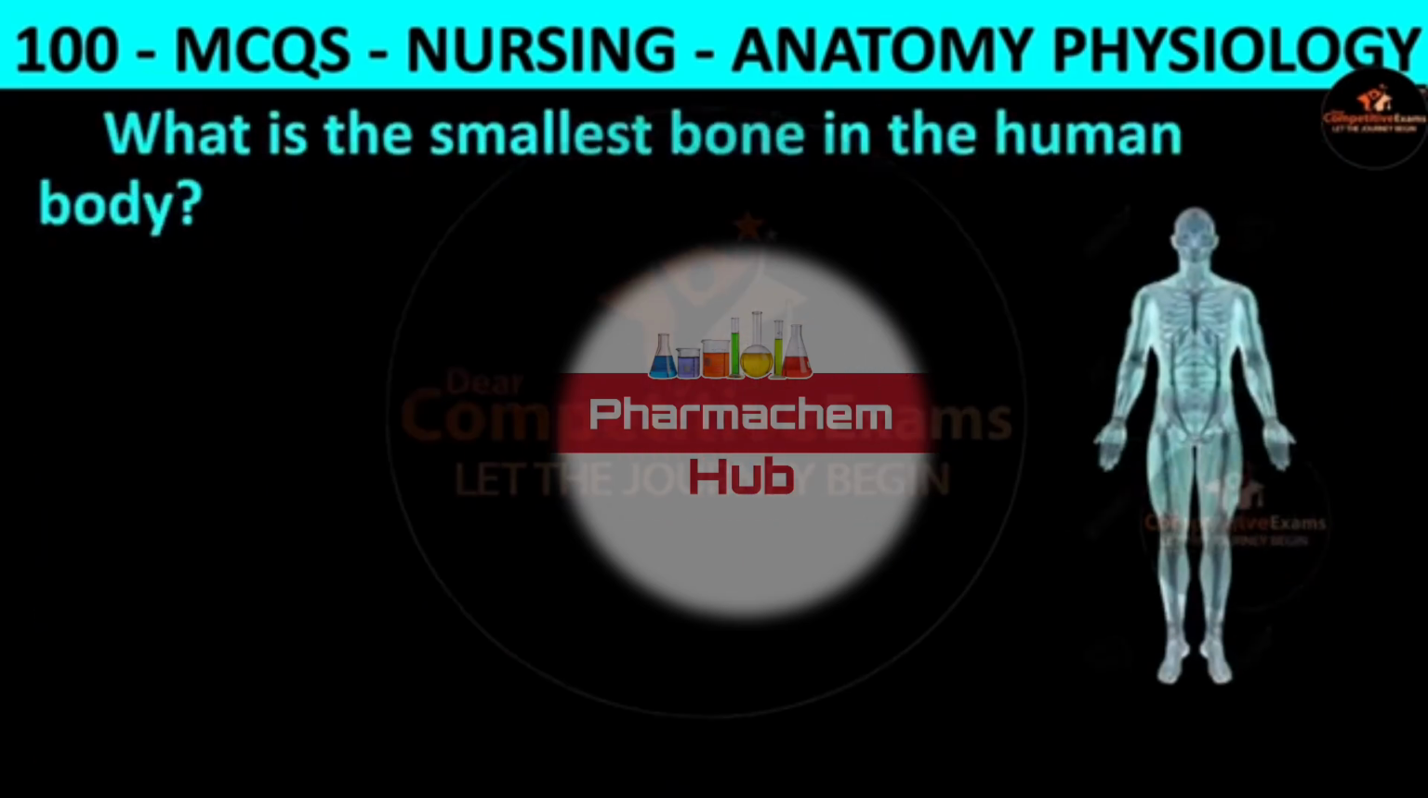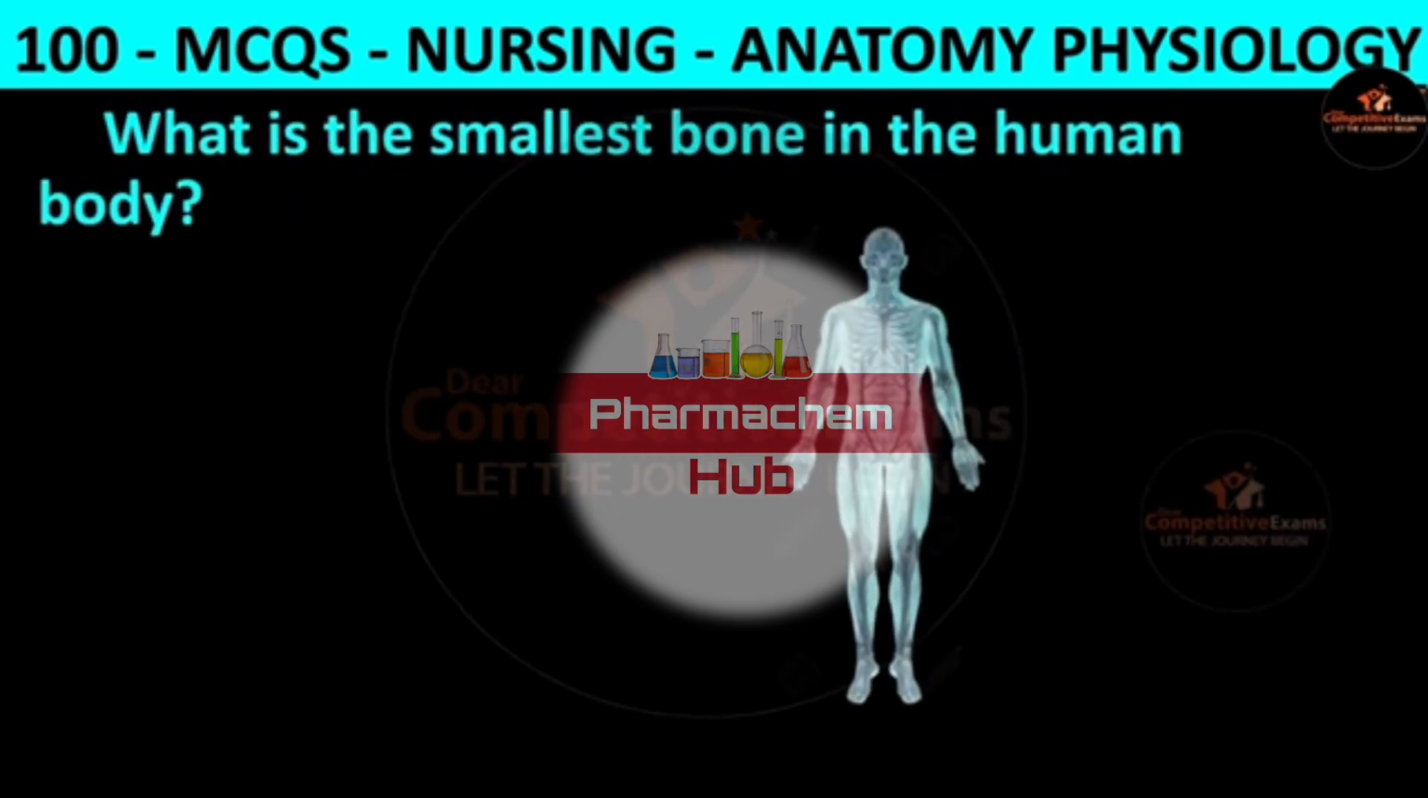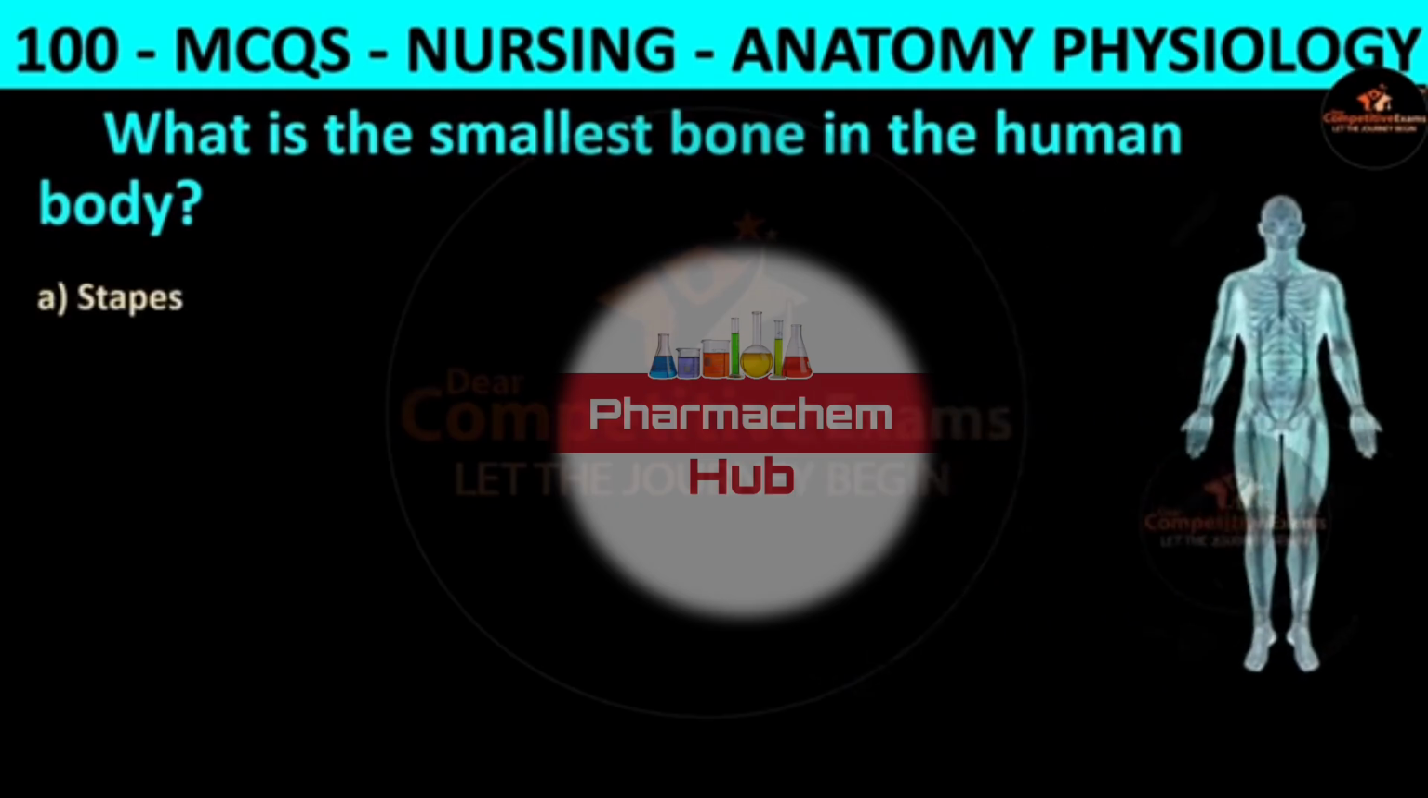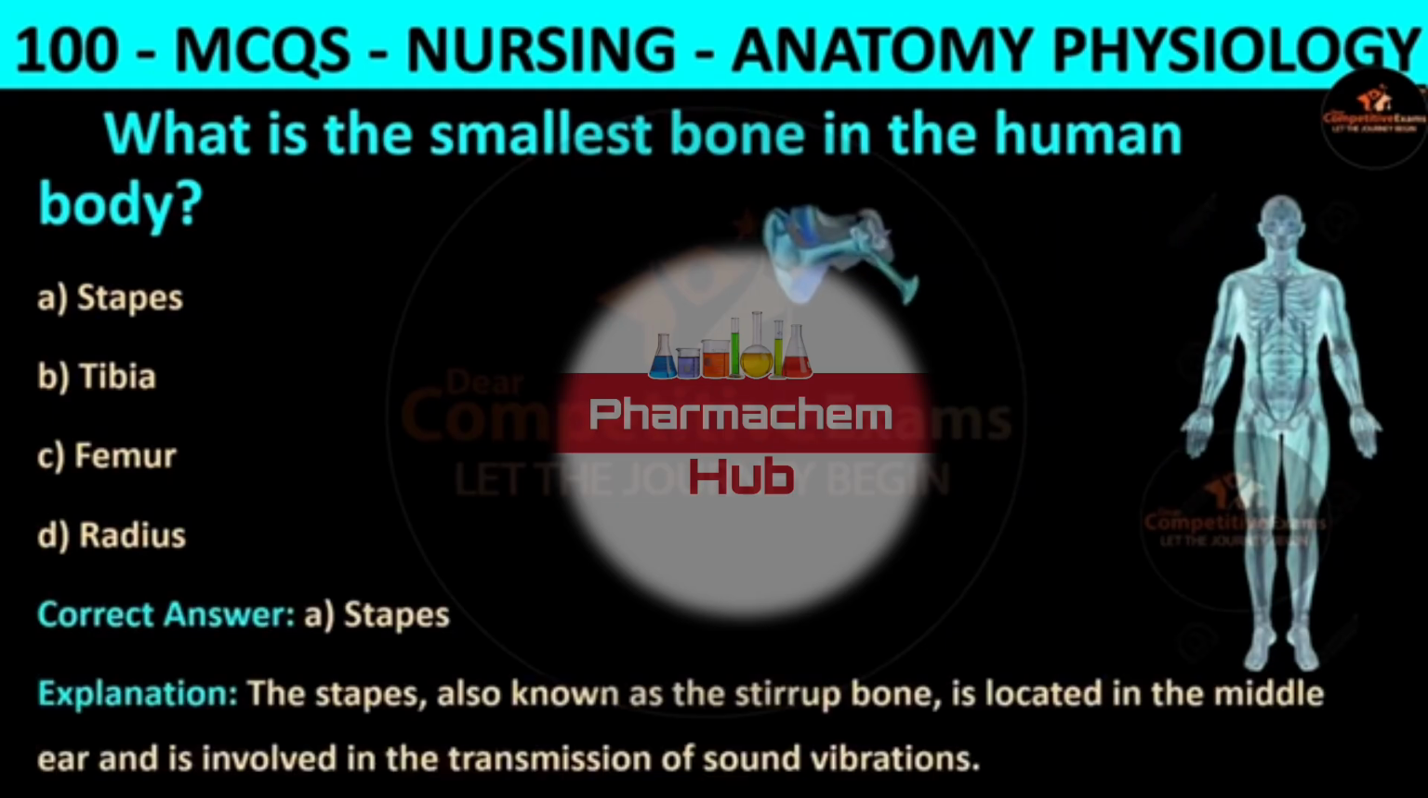Question number 94. What is the smallest bone in the human body? The options are stapes, tibia, femur, or radius. The correct answer is A, that is stapes. The stapes, also known as stirrup, is located in the middle ear and it is involved in the transmission of sound vibrations.